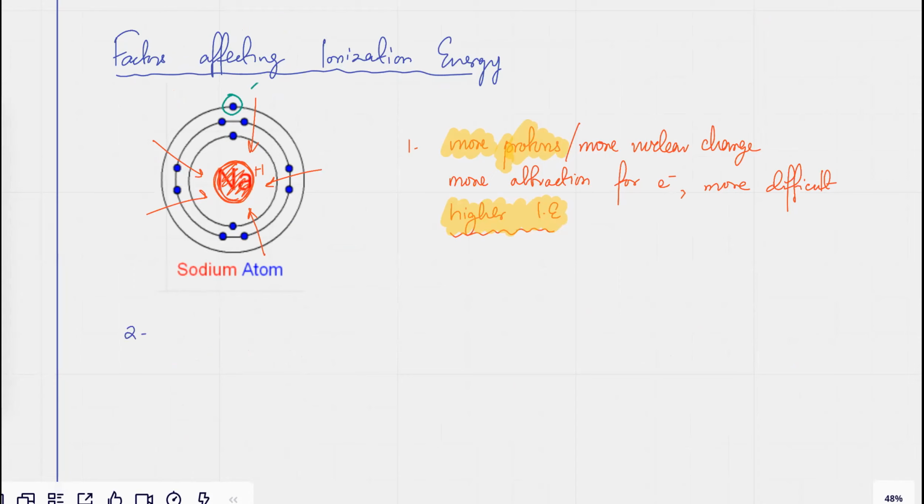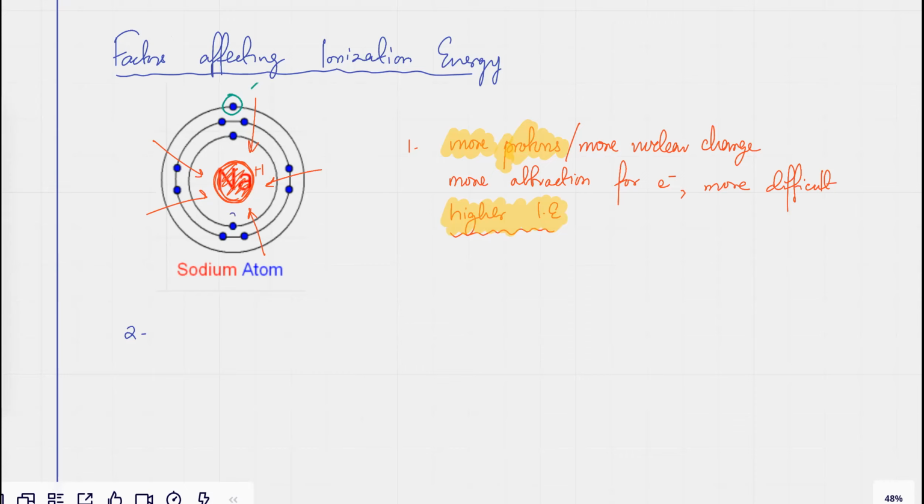Achha, let's move to the second factor. So every atom has a different number of protons. Like sodium has 11 protons. Chlorine has 17 protons. So chlorine is going to attract its electrons with more strength because it has more protons in its nucleus. So that's the first major factor, because it's because of the protons that the electrons are attracted to the nucleus in the first place. The second factor is how far is the electron?